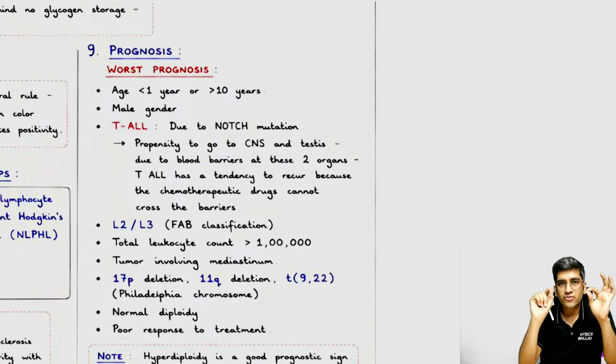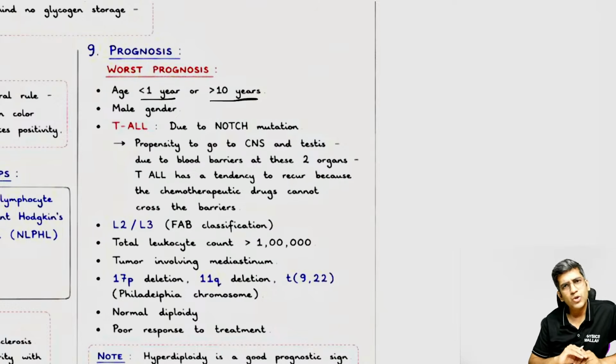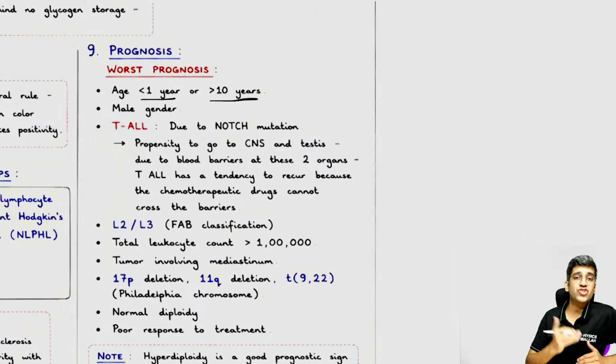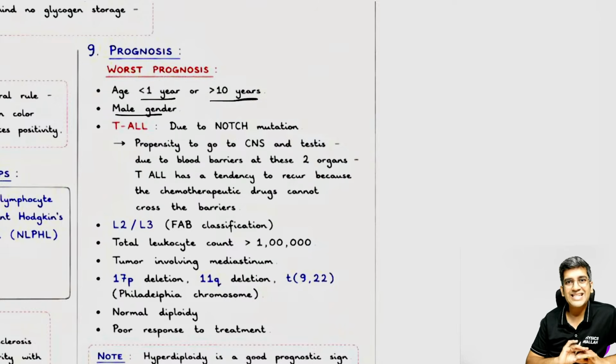ALL is a tumor of children, right? So obviously, if it's in an infant or in an adult, you'll have a bad prognosis because the tumor is of childhood. That's all, right? Male gender will have a bad prognosis. The reason is simple: because males have testes, right?